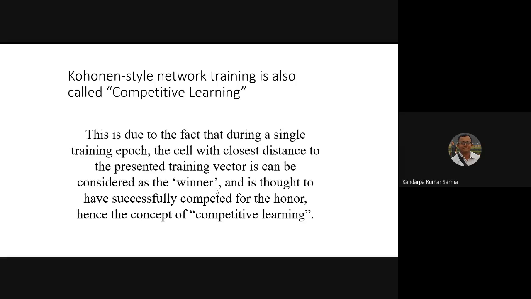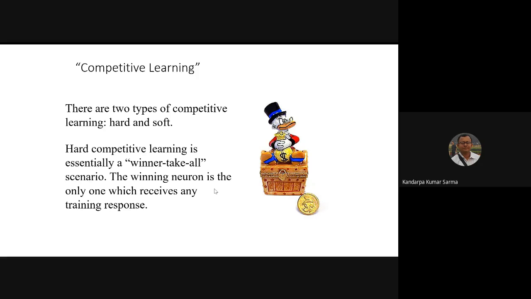And this is due to the fact that during a single training epoch, the cell with the closest distance to the presented training vector can be considered to be the winner, and is thought to have successfully competed for the honor, and hence the concept of competitive learning. There can be two types of competitive learning. One is hard and the second one is soft.